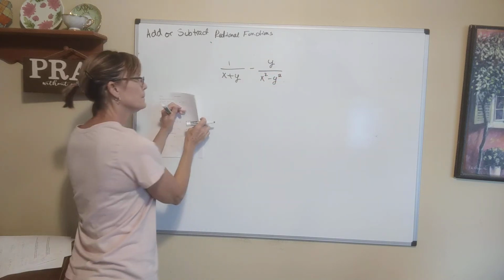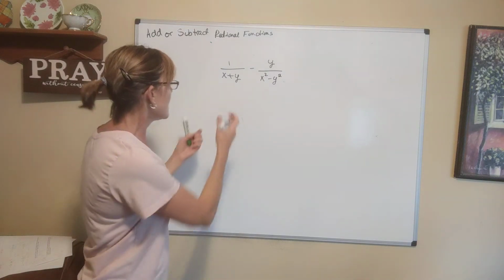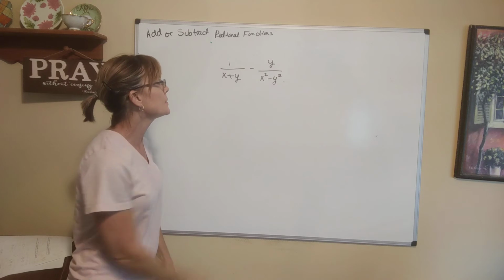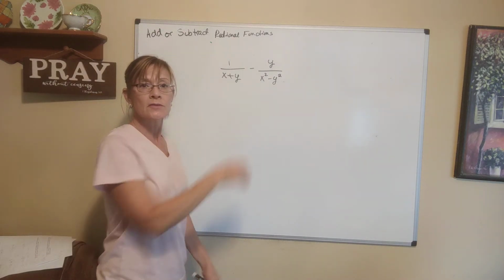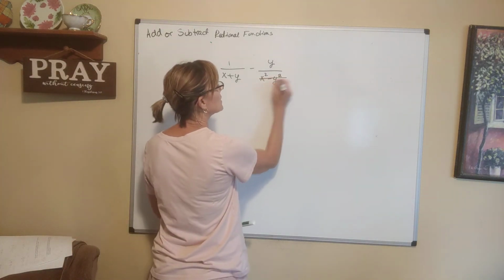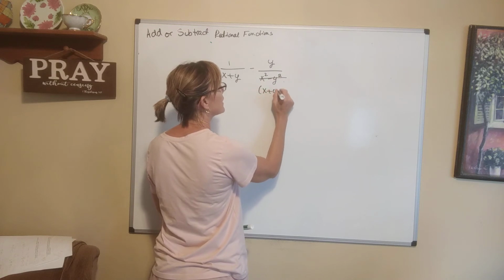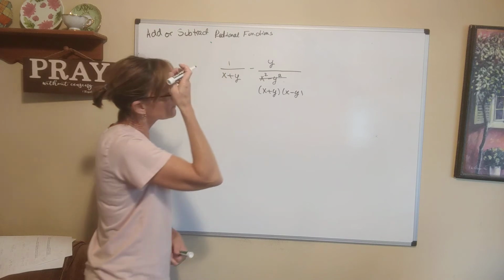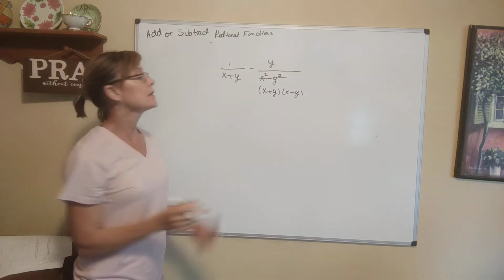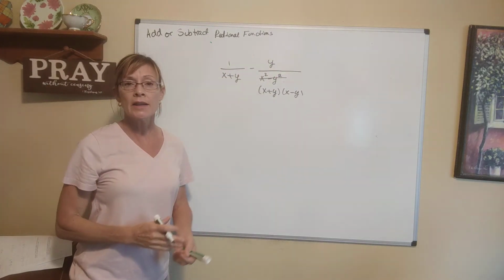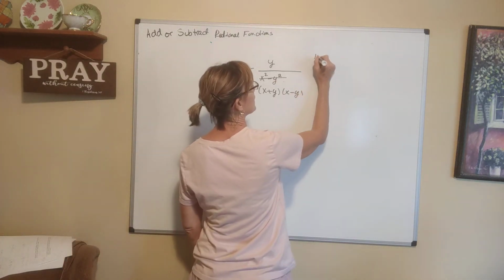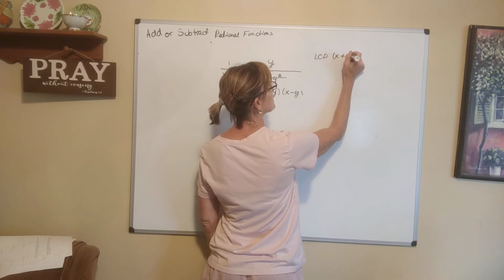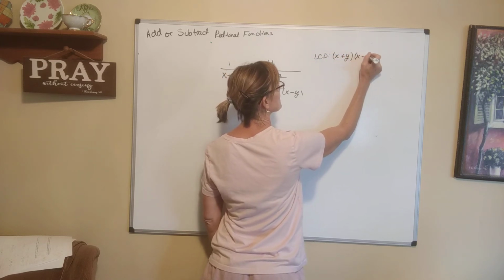Okay, let's do this one. Well, it's hard for me to see what is in the denominator unless I factor it first. So I'm going to factor this guy. He's a difference of squares. So this is the same thing as x plus y times x minus y. Okay. So now I've got to try to come up with the lowest common denominator, something that both of these individually could divide into. This is what I think it would be: x plus y times x minus y.